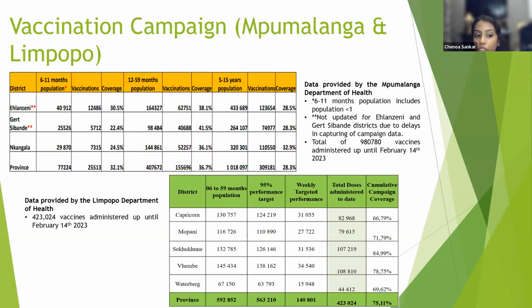So in terms of just some updates on the ongoing vaccination campaign, this is for Mpumalanga and Limpopo. So currently, a total of 80,780 vaccines were administered up until the 14th of February 2023 in Mpumalanga, and 423,024 vaccines have been administered up until the 14th of February in Limpopo.